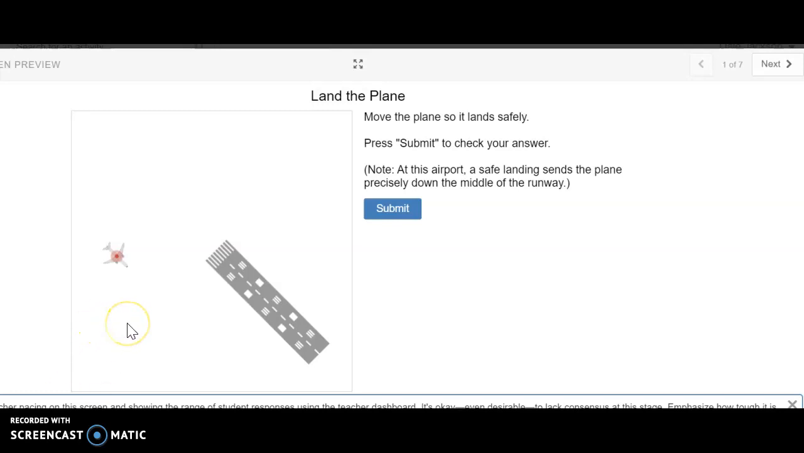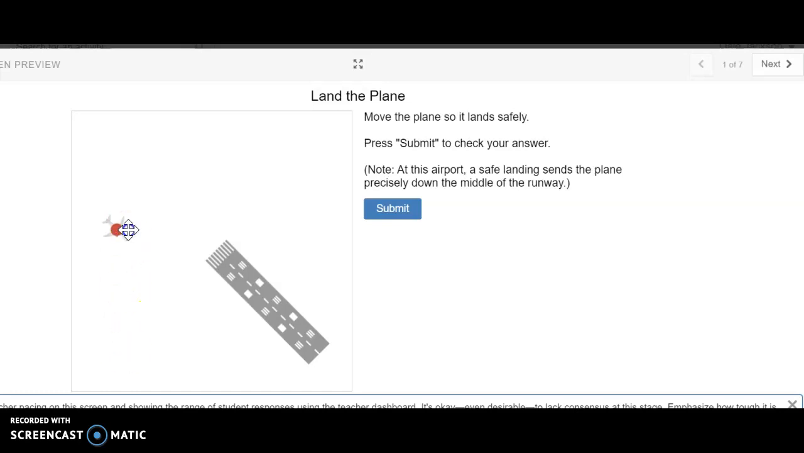I want to give you guys a little overview of this Desmos activity that you're going to use to play around with remembering how to graph lines and what it looks like to change your y-intercept and change your slope when graphing a line. This one's kind of fun. It's called Land the Plane. So this first one asks you to just move this point so you can land the plane safely.